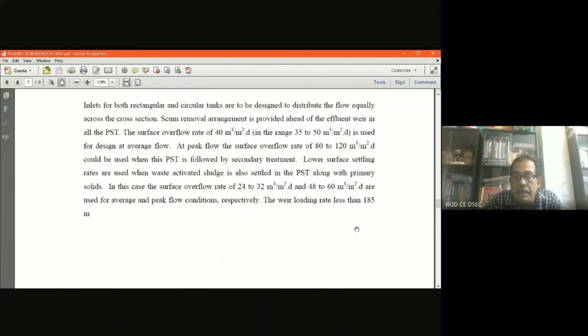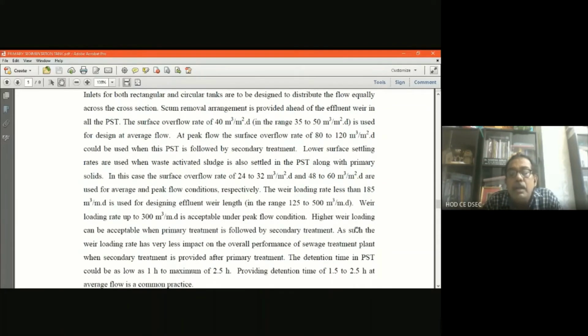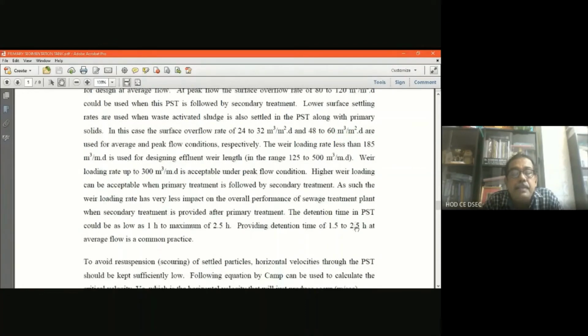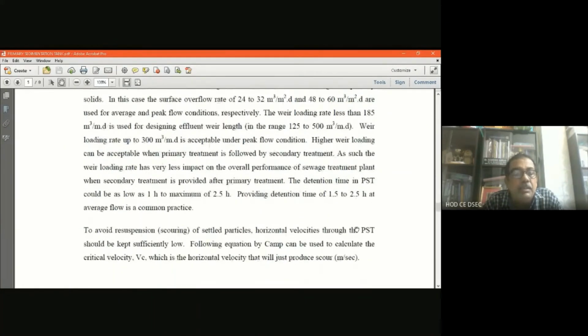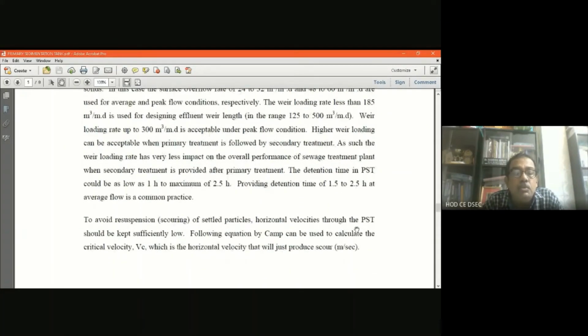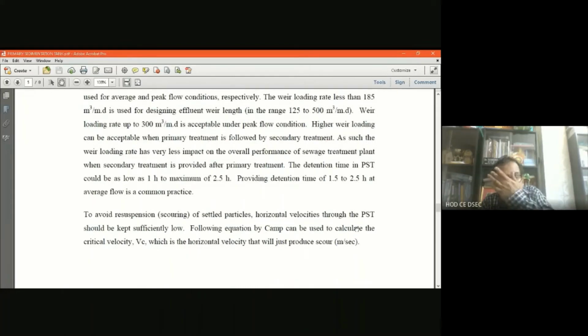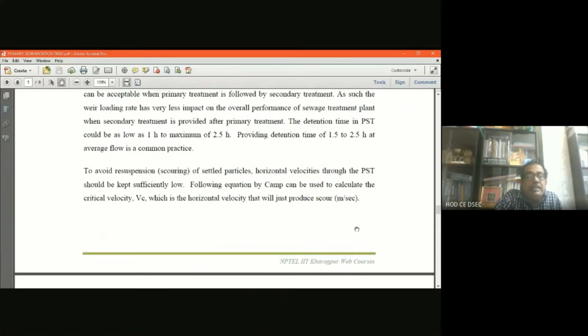Now, this is very important that I am going to tell. To avoid the scouring, again and again I am telling this effect, the critical velocity has to be checked so that the velocity should not exceed the scouring velocity. That means to avoid the resuspension in the tank of the settled particles, the horizontal velocity through the PST should be kept sufficiently low.